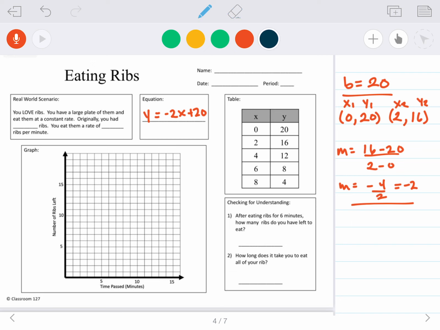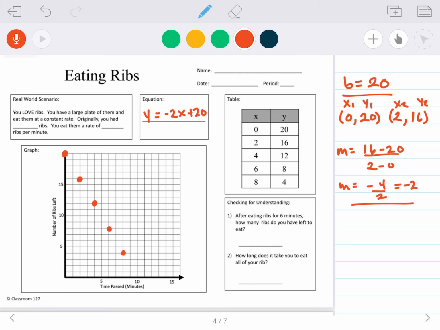We can definitely go ahead and graph these points on our graph. So first of all, 0 comma 20 is going to be up here. I mean, 18, 19, 20, that's right there. Then 2 comma 16 is going to be right here, followed by 4, 12. Six, eight, and 8, 4. So that is going to be right here.